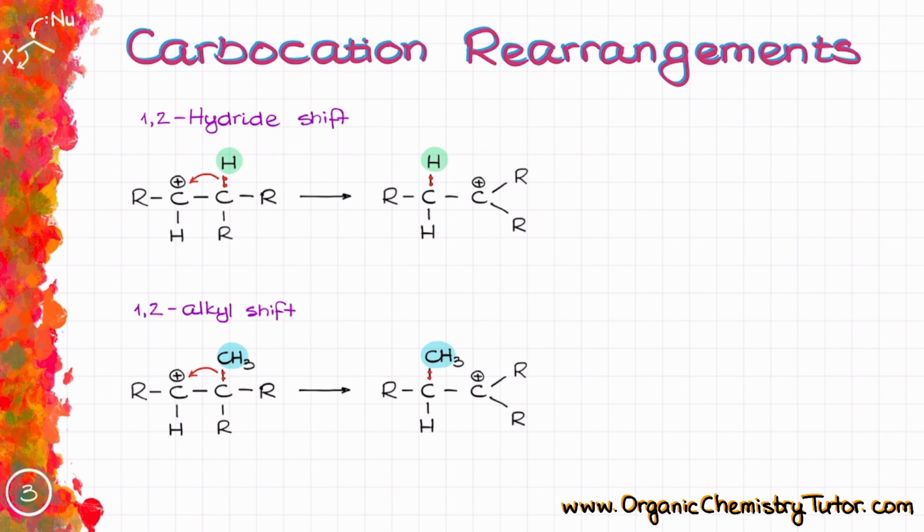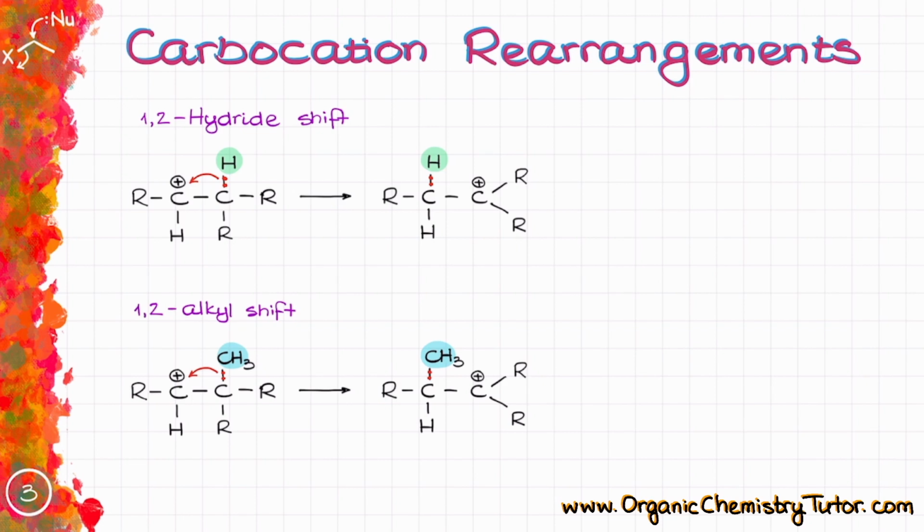And while it might seem like we are moving the positive charge around, especially if we are using skeletal structures, in reality we are not. We're moving the groups around, and the new position of the carbocation is a consequence of that move. So remember, it's not the charge that's hopping around, it's the groups. Okay, so groups can hop from one carbon to another, cool beans.